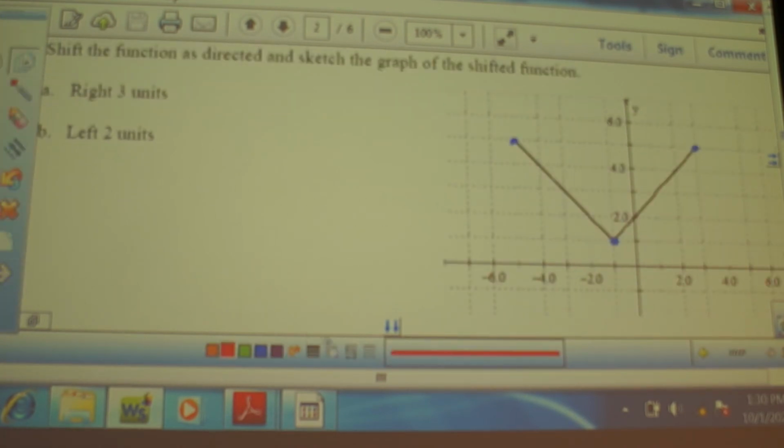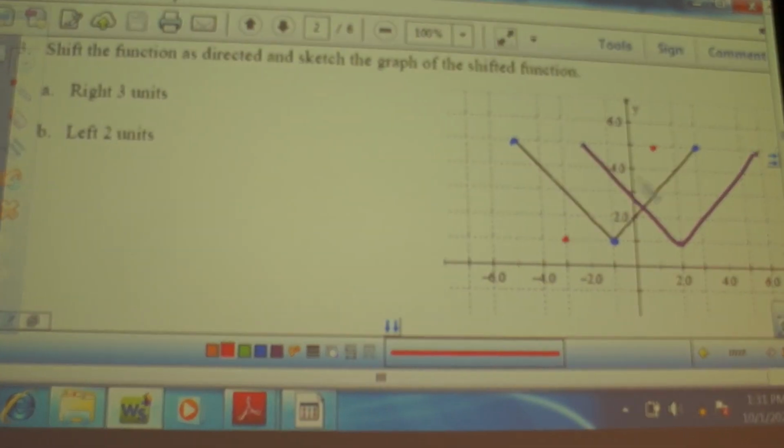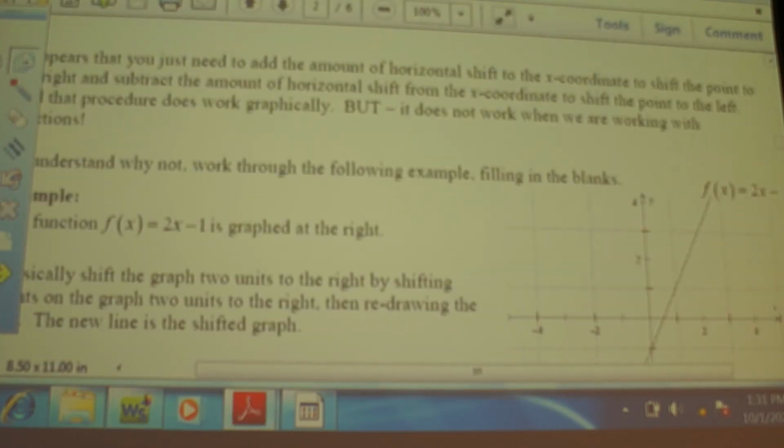Same thing here. I'm going to go right 3, right 3, right 3, right 3, and I'm going to connect them. And then, after I've done that, then I'm going to do B. B is left 2, connect. Next one, left 2, connect. Good? Okay, so now, let's take a look.